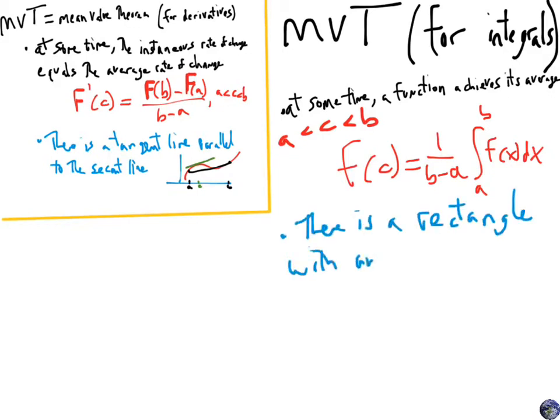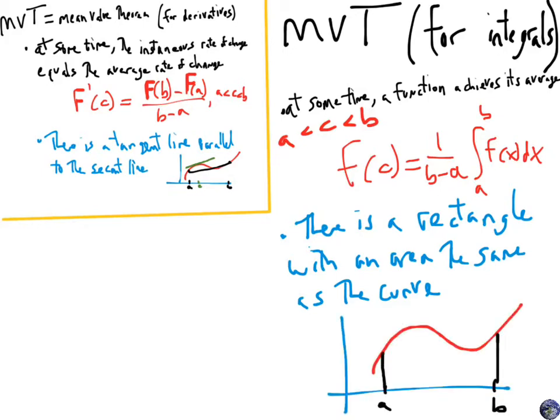So, what does it mean graphically? Well, graphically it's saying that there's a rectangle with an area the same as the area under the curve on that interval. Again, always talking about an interval. So let's just draw the picture.